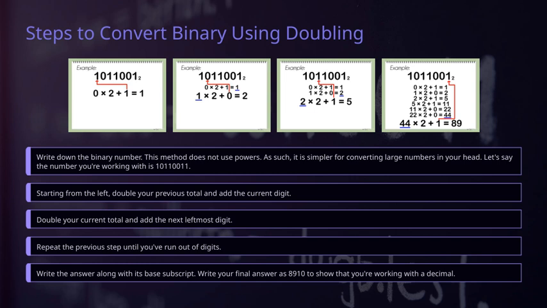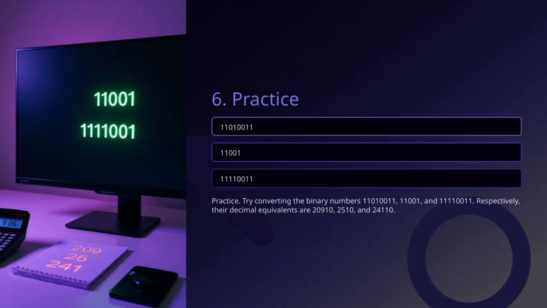Making digital concepts more accessible. Now, let's put our knowledge into practice. Take a moment to try converting these binary numbers: 11010011, 11001, and 11110011. The key here is to understand how each of these binary sequences translates into decimal numbers.